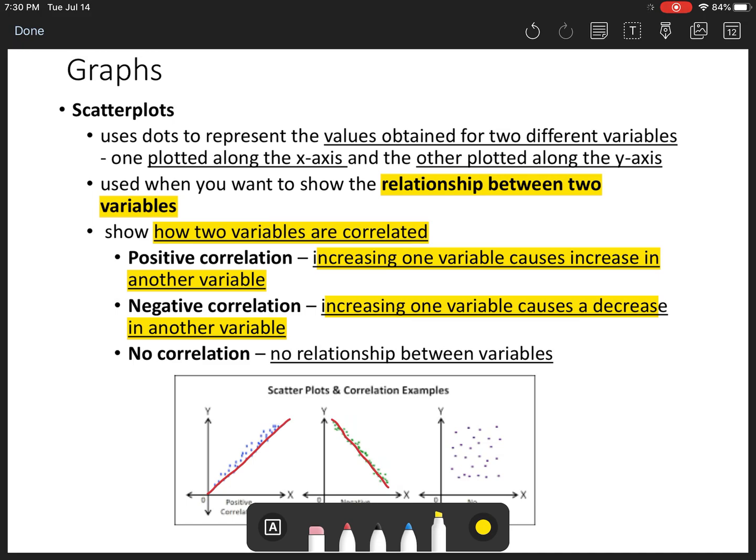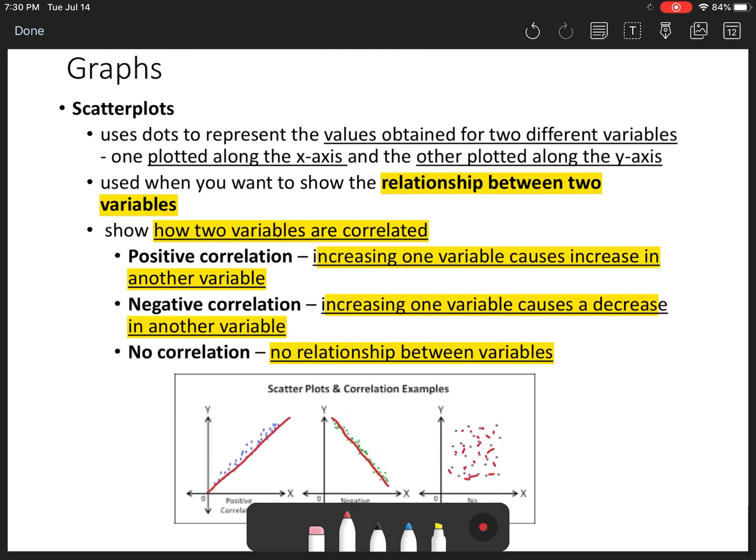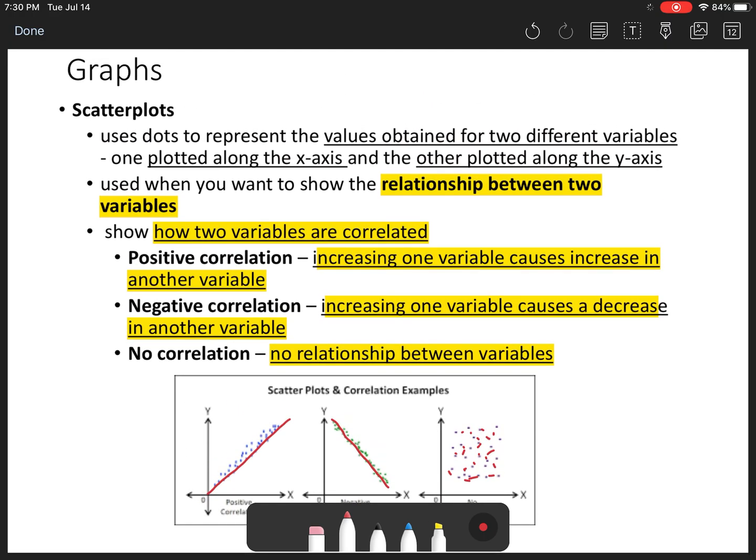Now, if there's no correlation at all, that means there's absolutely no relationship between the variables, okay? And that's this one up here. They're just all over the place. It's not like you can draw a line there. They're just everywhere, okay? So there's no relationship between those two variables at all. So those are the different kinds of common graphs that we might be using in biology class.